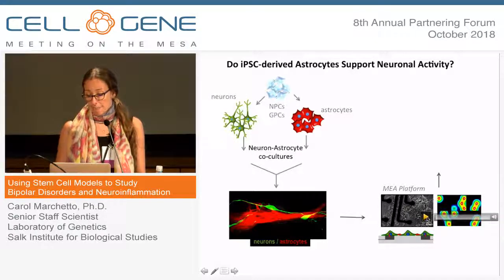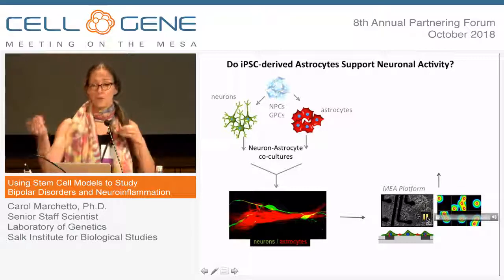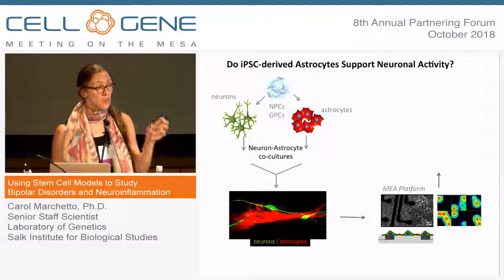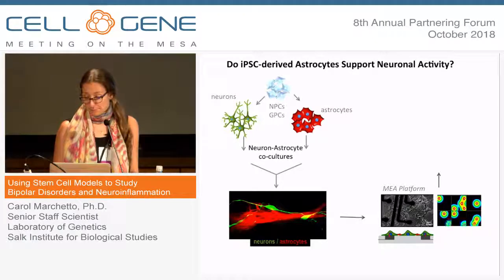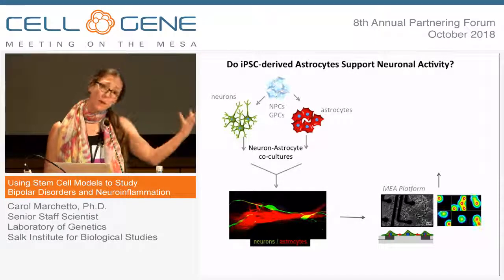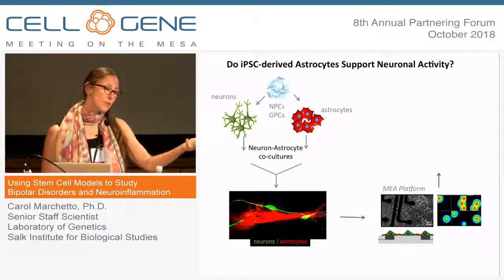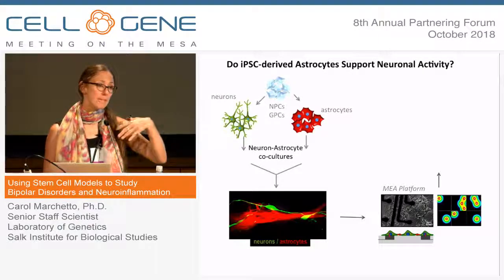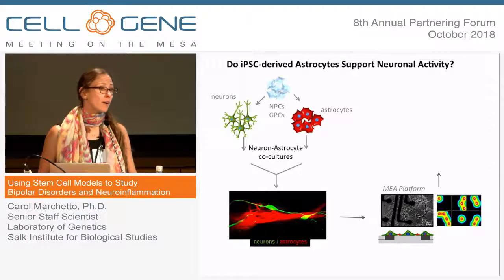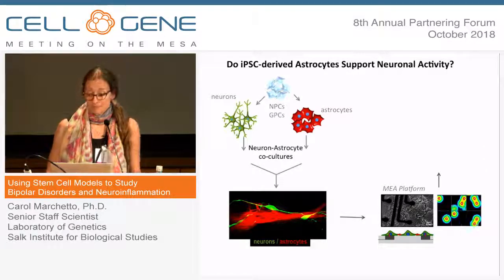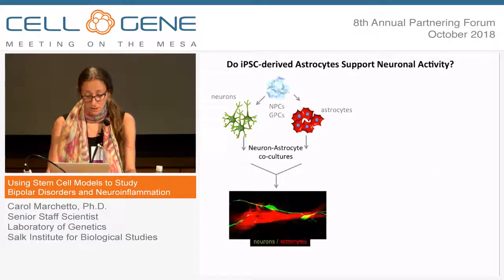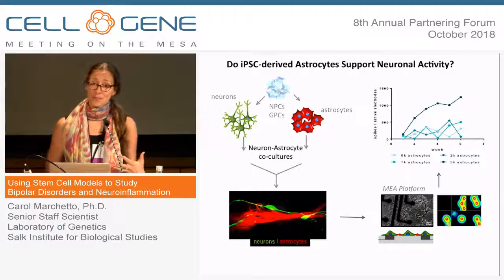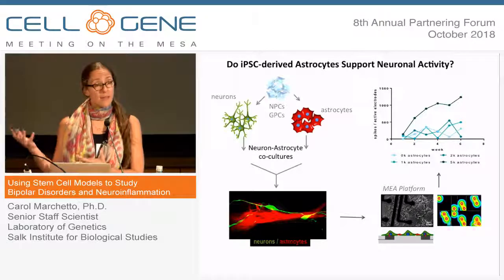And when you look at the different units, you can have an idea of neuronal activity within your plate. Those are multi-well plates. We usually use 96-well plates, so we can look at many controls and many bipolar cell lines at the same time.